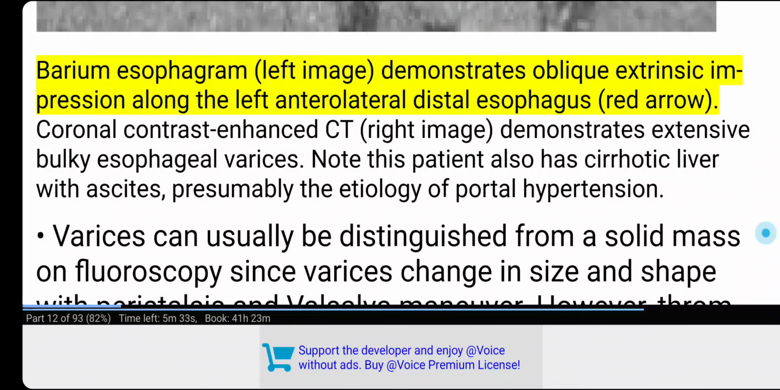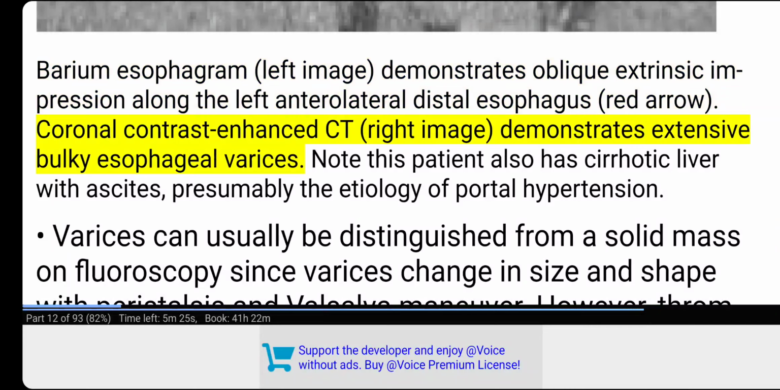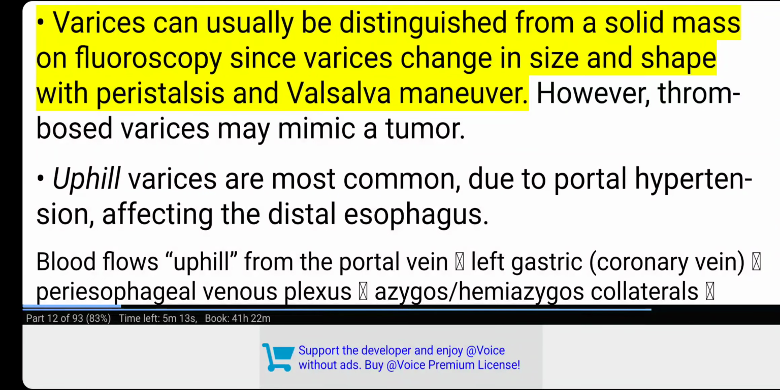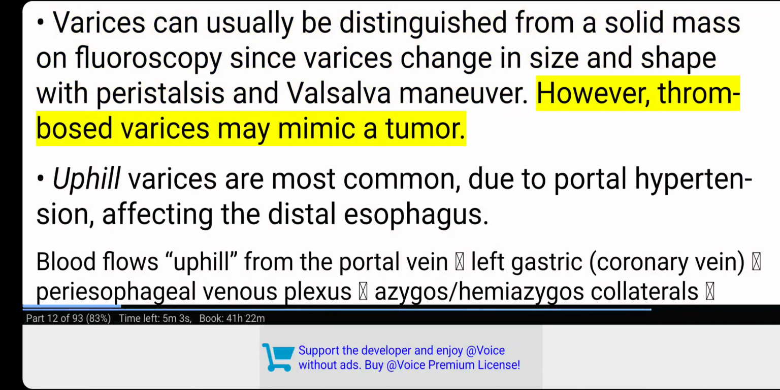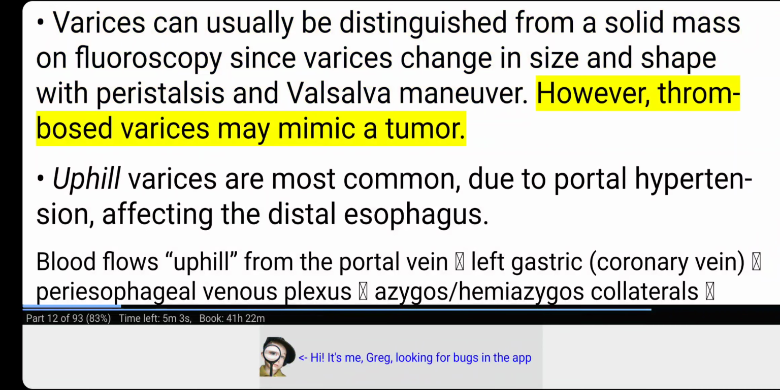Varices. Barium esophagram, left image, demonstrates oblique extrinsic impression along the left anterolateral distal esophagus, red arrow. Coronal contrast enhanced CT, right image, demonstrates extensive bulky esophageal varices. Note this patient also has cirrhotic liver with ascites, presumably the etiology of portal hypertension. Varices can usually be distinguished from a solid mass on fluoroscopy since varices change in size and shape with peristalsis and Valsalva maneuver. However, thrombosed varices may mimic a tumor.